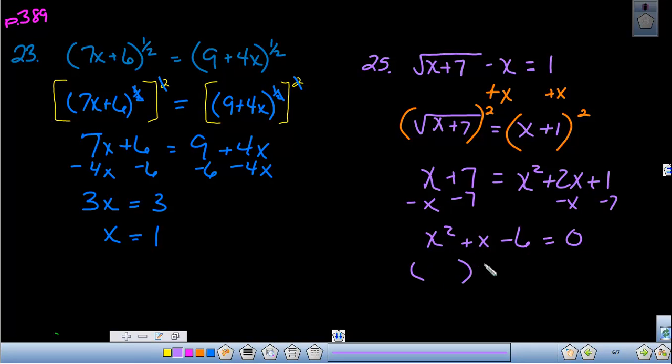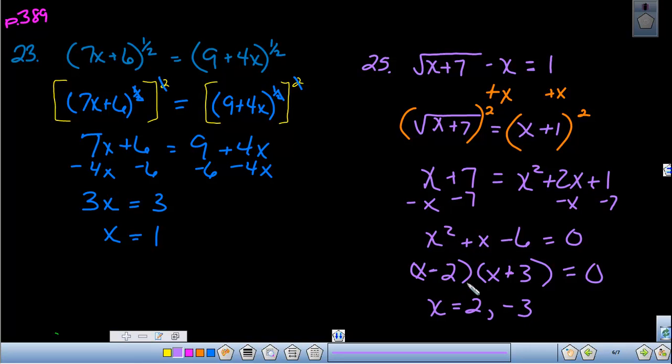And this is a fairly easy factoring question. Those first two terms have to multiply out to equal x squared. The last two terms have to multiply out to equal negative 6 and also add up to a 1. So that, I believe, is going to be a 3 and a 2. To get a positive 1, you want a plus 3 and a minus 2. And now when we apply the zero product property, x can equal 2. That will make that grouping a 0, and 0 times anything is going to be 0, so that's going to be good. And then this one's going to give me negative 3.